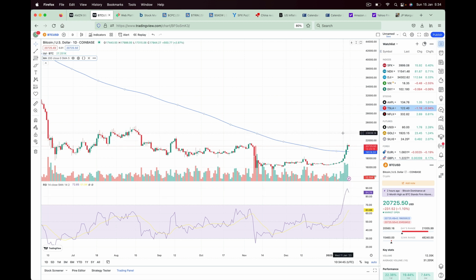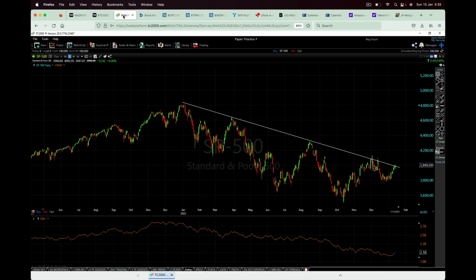We could have a pullback, another flush out move to the downside, right? Dragging everyone in, believing it's going to have a big move up, flushing it down to the downside before then moving up. Right, that's probably what will happen. Same with the markets, right? I think we'll see another move down.